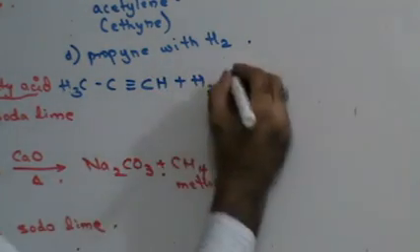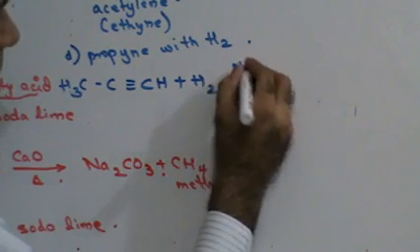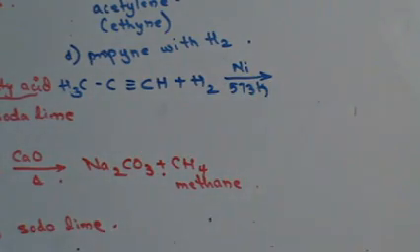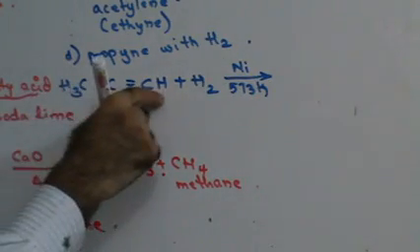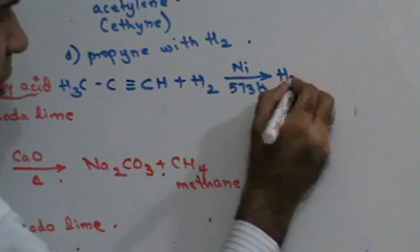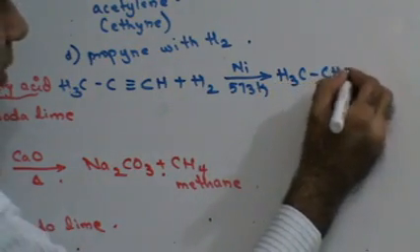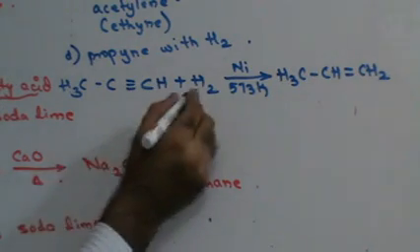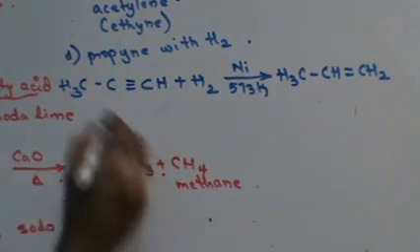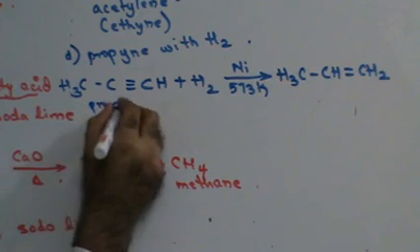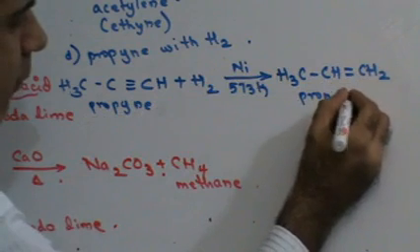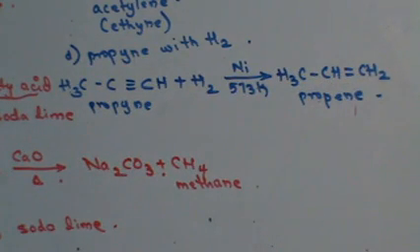Reacts with hydrogen gas. Nickel as the catalyst, 573 Kelvin. Right? Addition reaction. 1 hydrogen goes here, 1 hydrogen goes here. So this will be H3C, CH, double bond, CH2. Right? Out of the 2 hydrogen, 1 is going here, 1 is going here. This was propyne. 3 carbon atoms, therefore prop. Double bond, therefore ene. So propyne gets converted into propene.